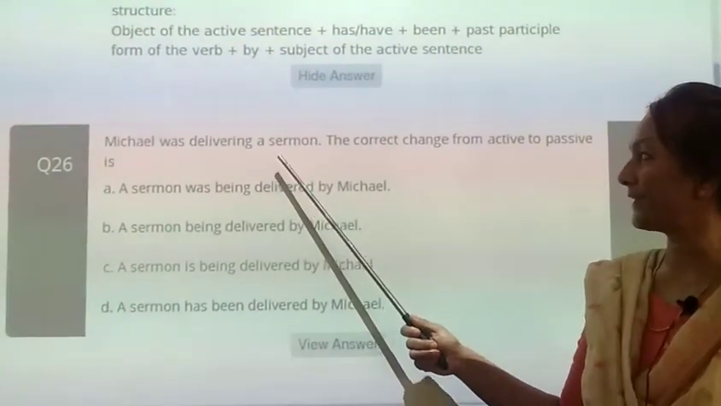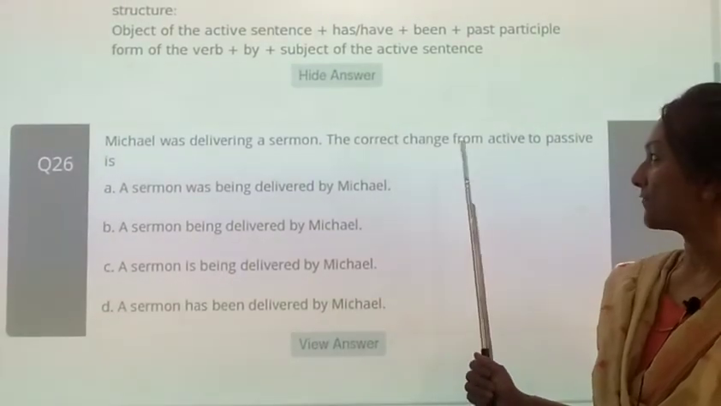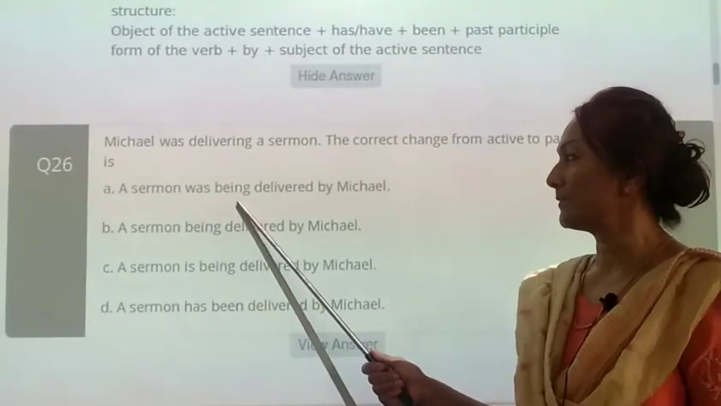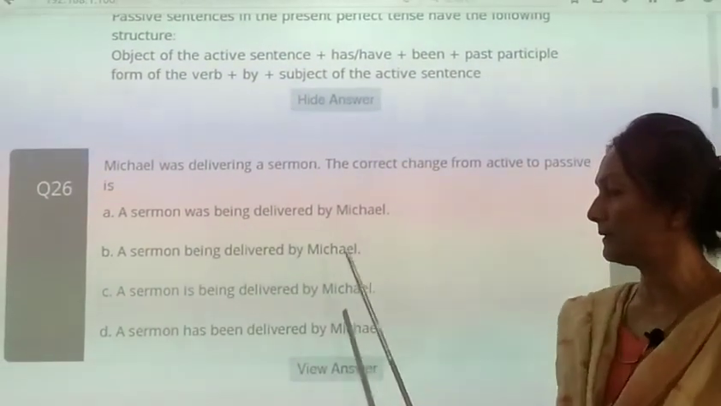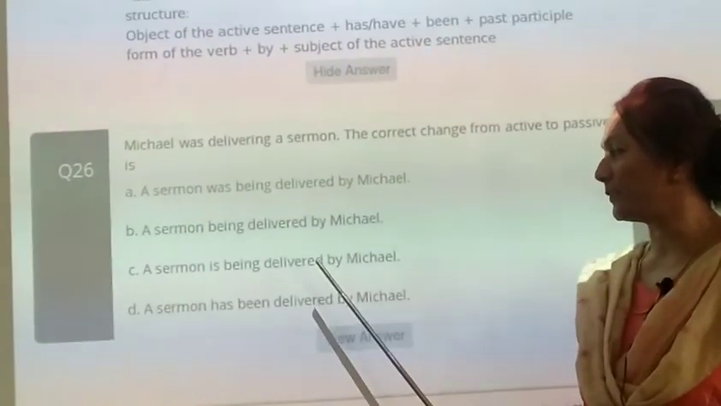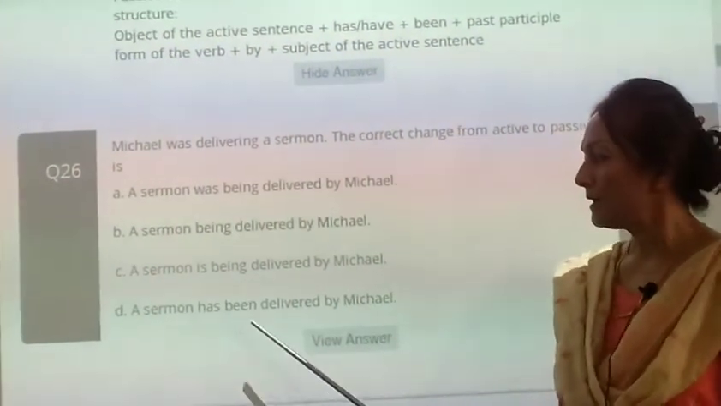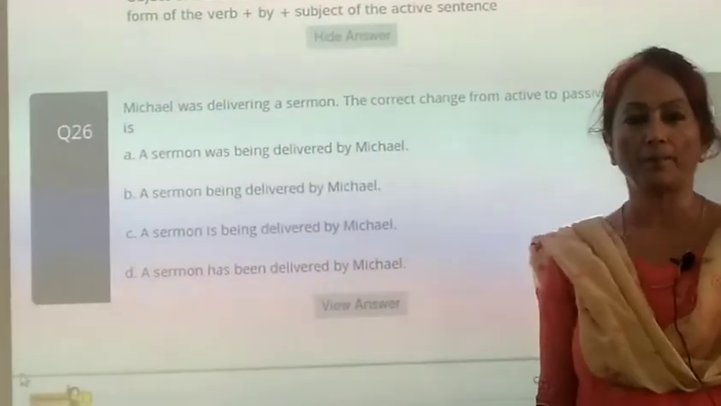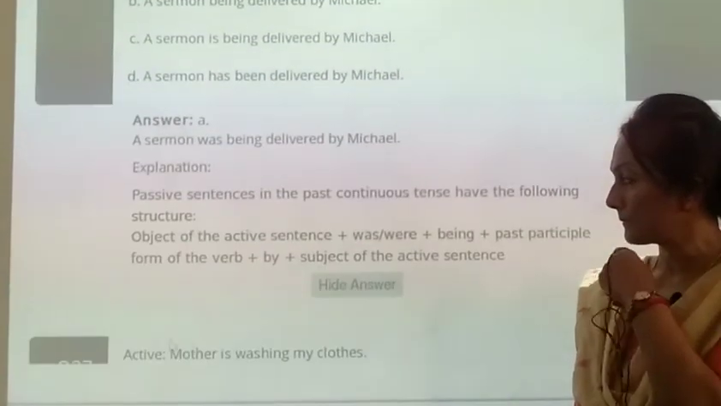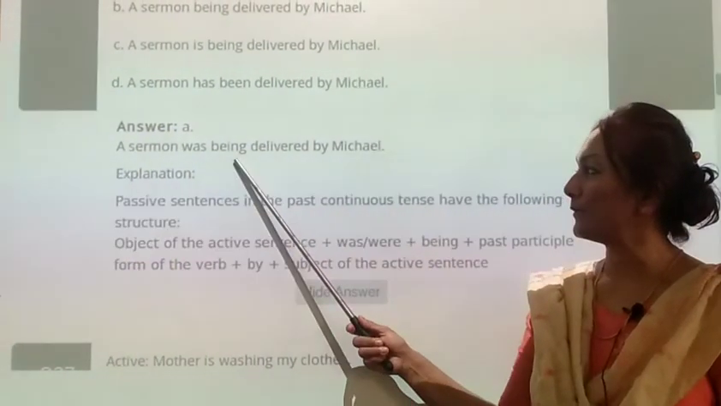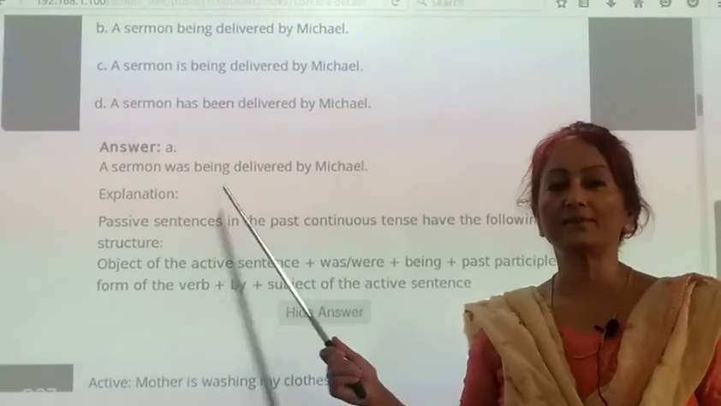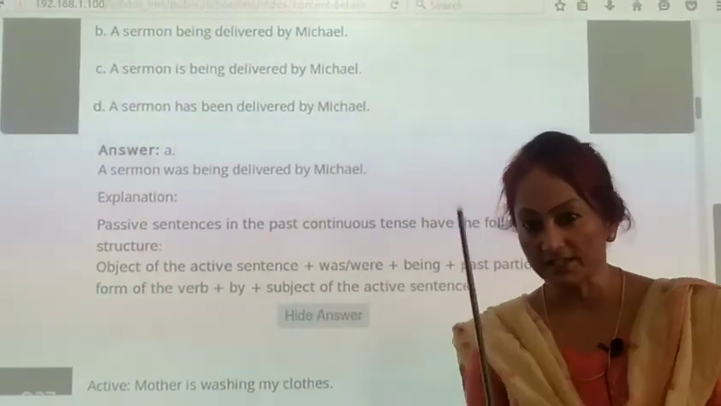Michael was delivering a sermon. The correct form from active to passive is: a sermon was being delivered by Michael. A sermon being delivered by Michael. A sermon is being delivered by Michael. A sermon has been delivered by Michael. The answer is, a sermon was being delivered by Michael. Was being delivered is past continuous tense.